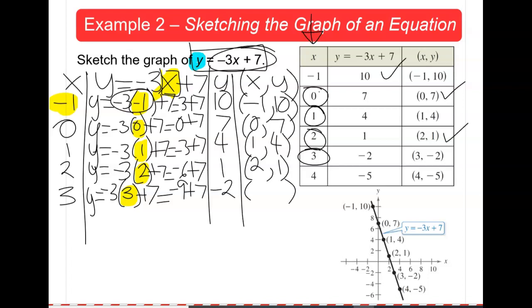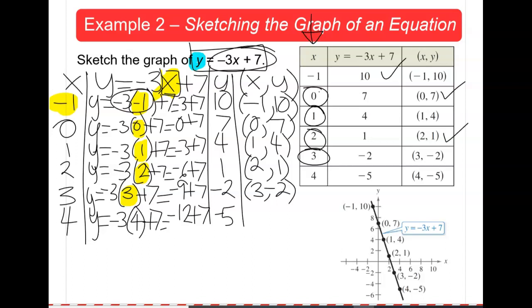So the ordered pair will be (3, -2). The next x value we have here will be -4. So y will be equal to -3 times, I said -4, but it should be +4, plus 7. So this will be equal to -12 plus 7, which is equal to -5.